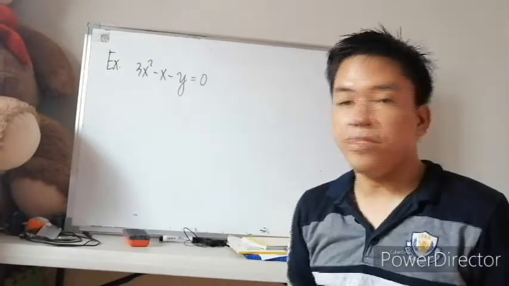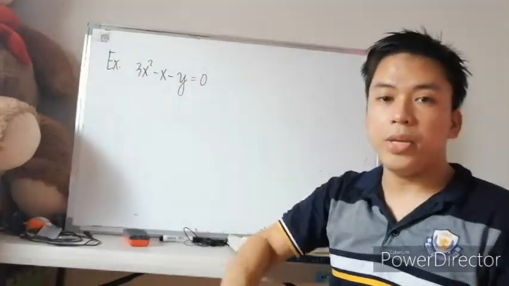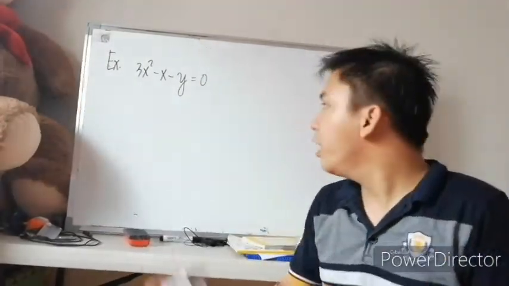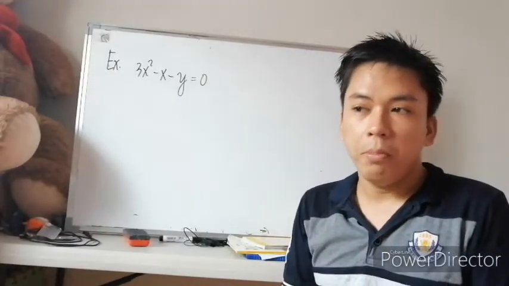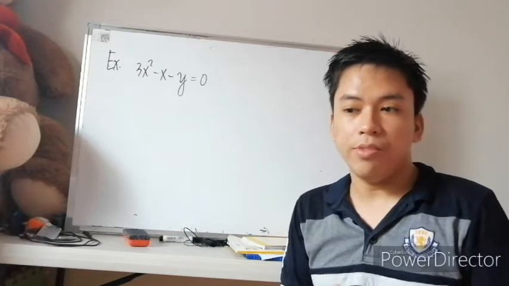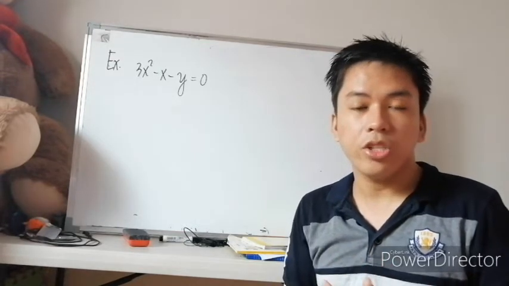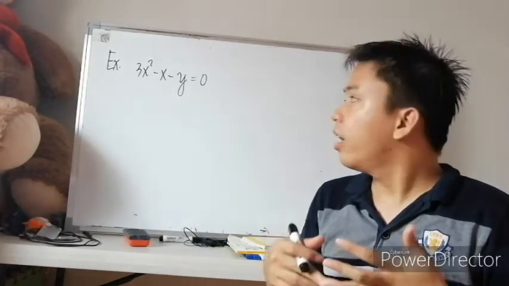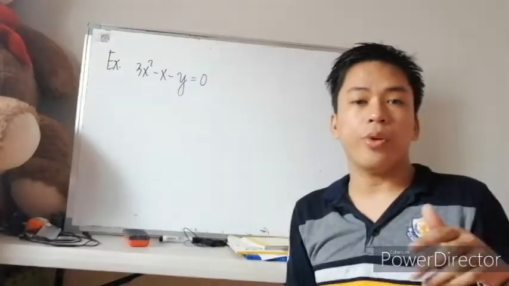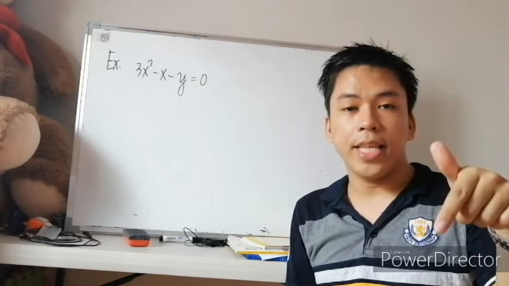That's it. Okay, so now here's another example. 3x squared minus x minus y equals 0. I'm not going to solve this one, but I want you to solve it for me, so you can solve for the domain, the range, the intercepts, the symmetries, and the asymptotes. If you have questions or answers, perhaps you can comment down there.